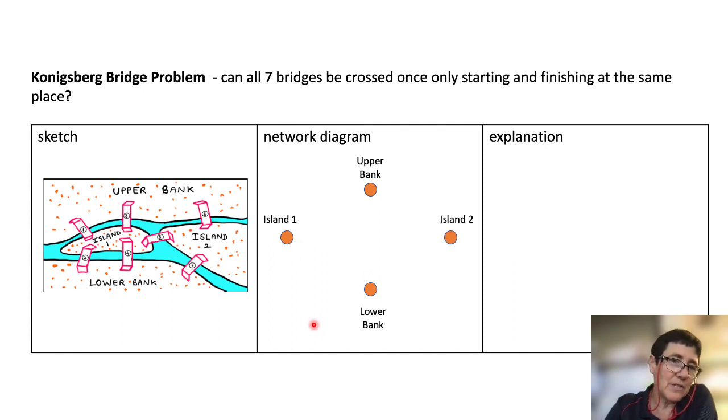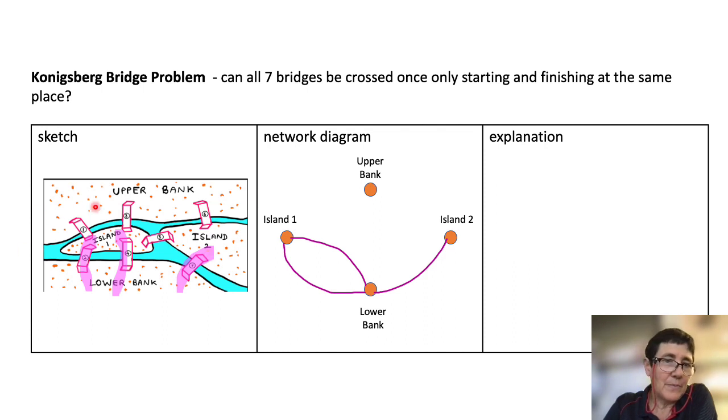Okay, so I've got my vertices, so my vertices are the land. My edges are going to be the bridges over the water. So if we have a look at this picture, there's a bridge going from the lower bank to the island, and a second bridge going from the lower bank to island number 1. So I'm going to put them on my diagram. There's the first one, there's the second one. Okay, there are 2 bridges, so there's 2 edges. Then from the lower bank, there's a bridge going to the second island. Okay, so I've drawn that in.